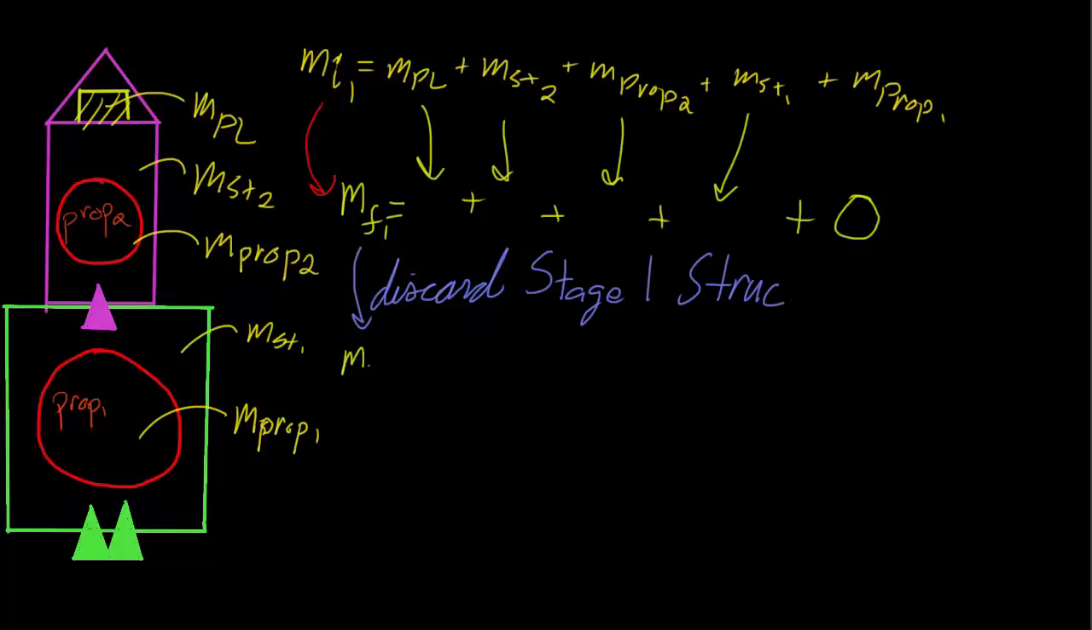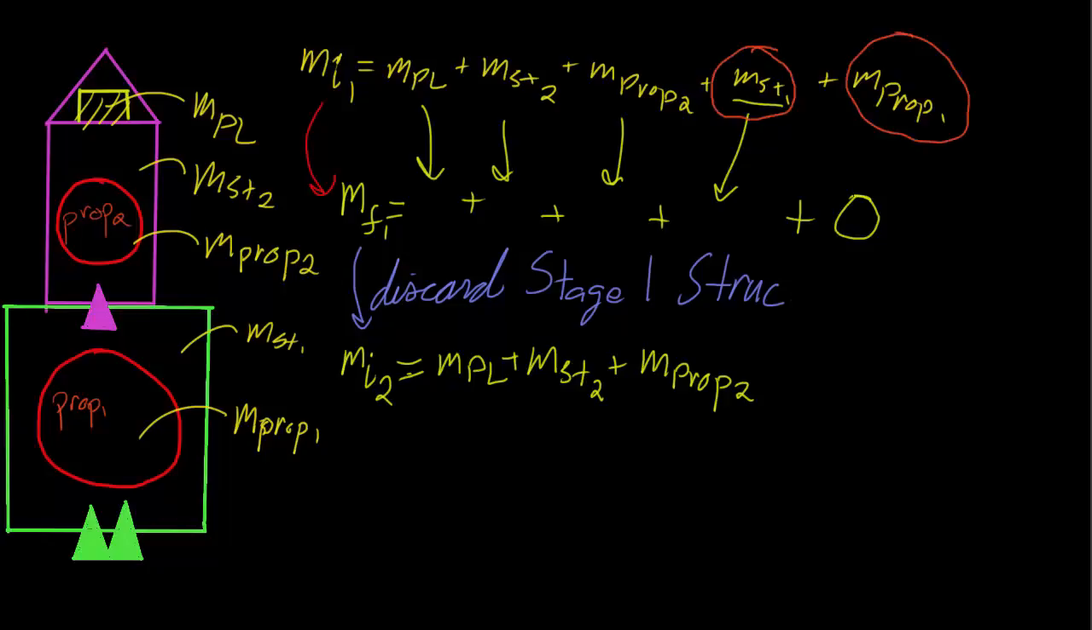So our initial mass for our stage two can be said to be the mass of our payload plus the mass of our structure for stage two plus the mass of our propellant for stage two. Now notice that the mass of our structure for stage one is not included in this. So the mass of our structure for stage one and the mass of our propellant for stage one have been totally used up, but we've experienced some initial change in velocity because of them. So that's good.